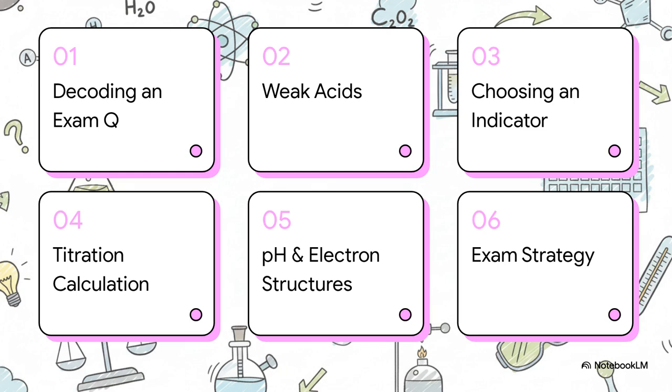All right, so here's our game plan for tackling question 5. First, we'll decode what the question is even asking. Then, we'll get into weak acids and concentration, and jump into the practical side of things with indicators. After that, it's the big one, the titration calculation, before we wrap things up with pH and electron structures. Sound good? Let's get started.